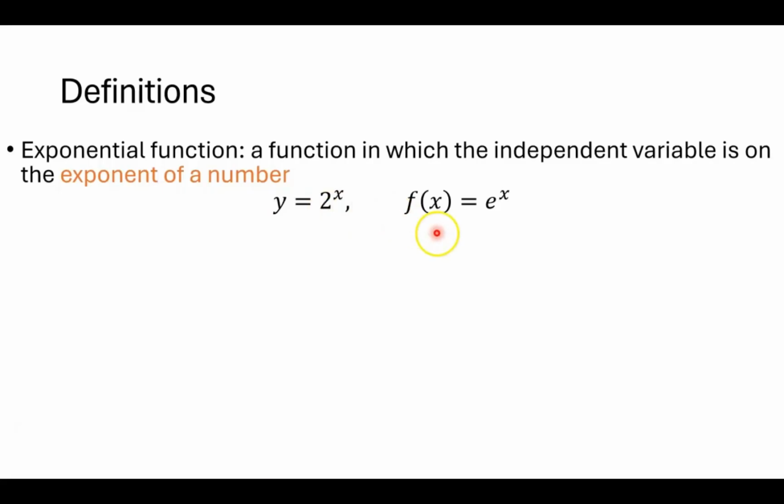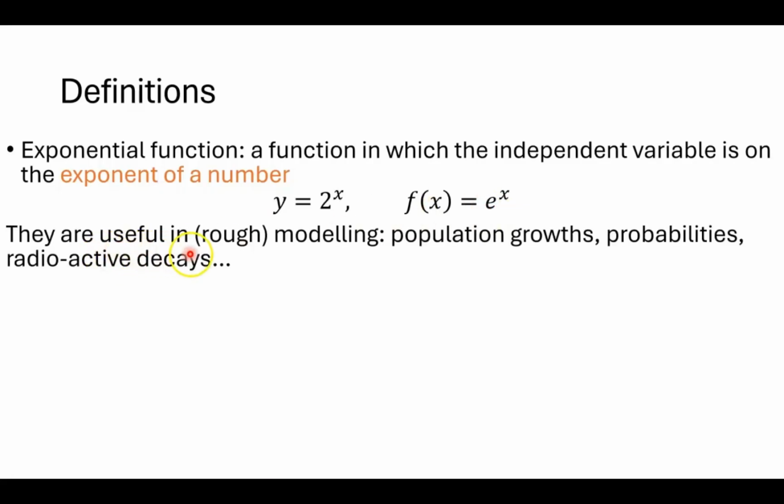And if you want to write in function notation, you have f of x, which is a function of x, equals e to the power of x. This may be the most famous exponential function. This e here is just a number like 2. It's basically a constant and an irrational number like pi, and mathematicians just prefer to write it in this exact form. And exponential functions are useful in the rough modeling of population growth. So if you have something like cell division, you can model it using exponential growth. And also probabilities and radioactive decay.